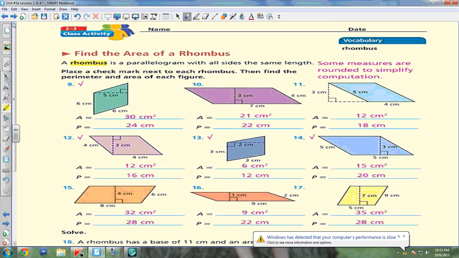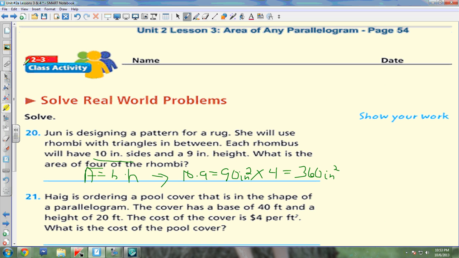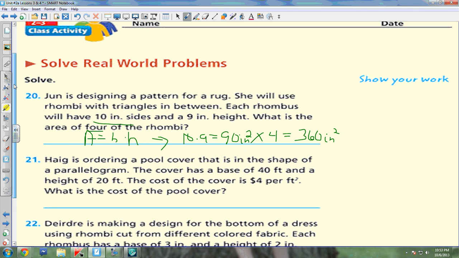All right, I think this was the page we were just working on. Yep, it was. So you can see that number 9 was checked, but 10 and 11 were not. All right, let's just jump over that. Let's look at number 20 here.